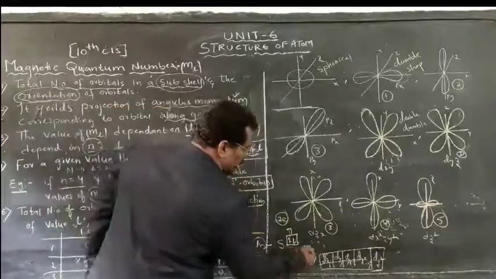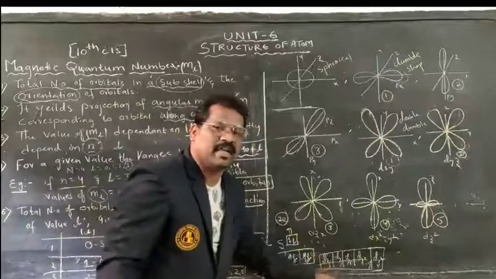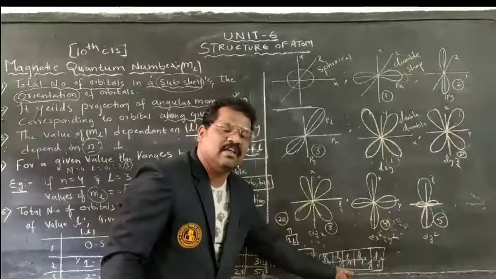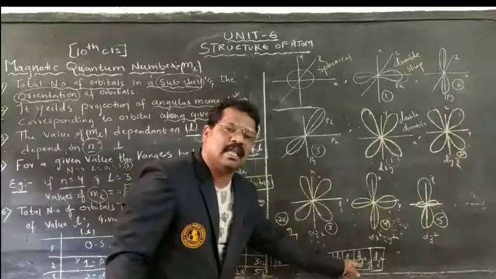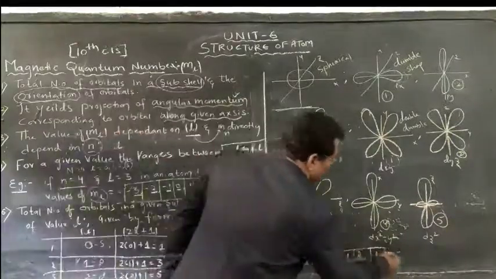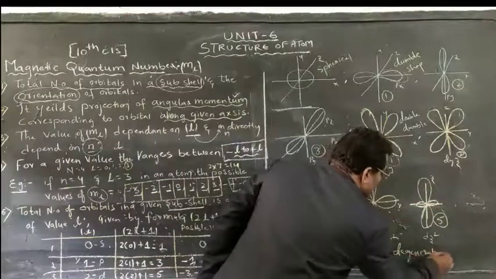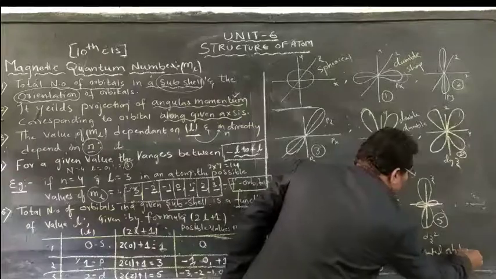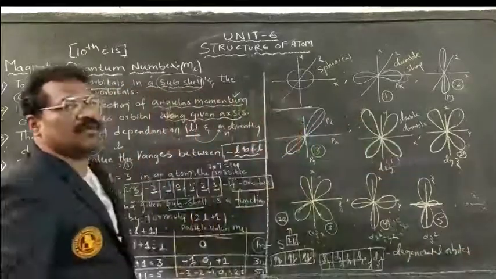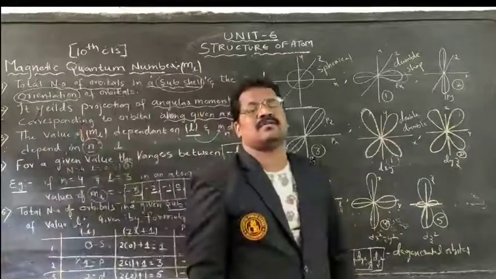Whereas the P orbital is splitting up into Px, Py, Pz, the D orbital is splitting up into dxy, dyz, dzx, dx square minus y square, and dz square. These orbitals are called degenerate orbitals. What orbitals can we call these? P orbital, D orbital, F orbital are called degenerate orbitals.